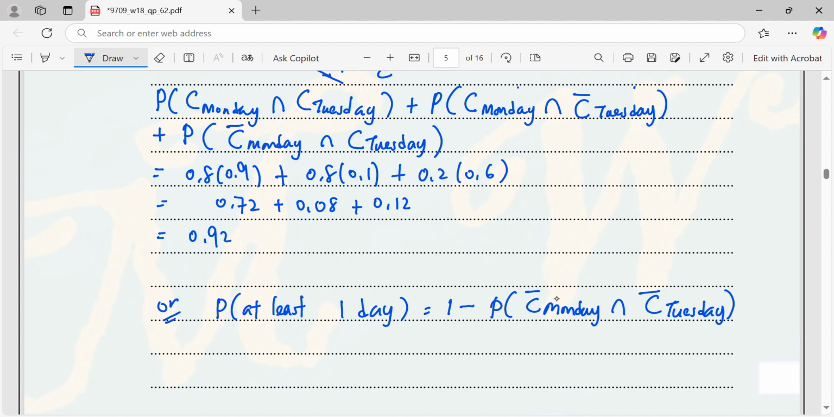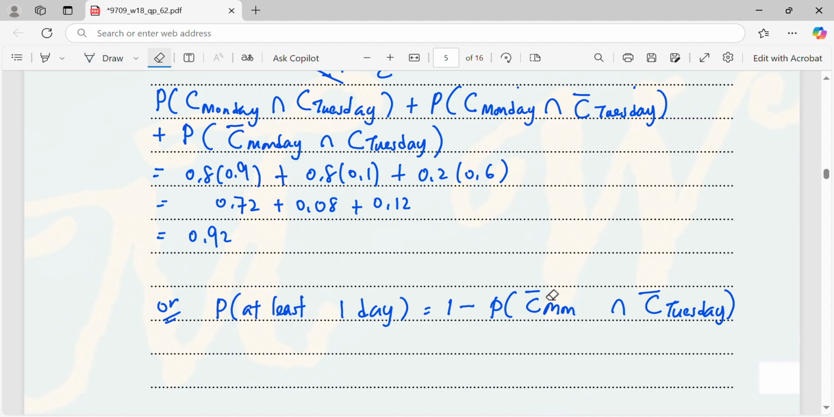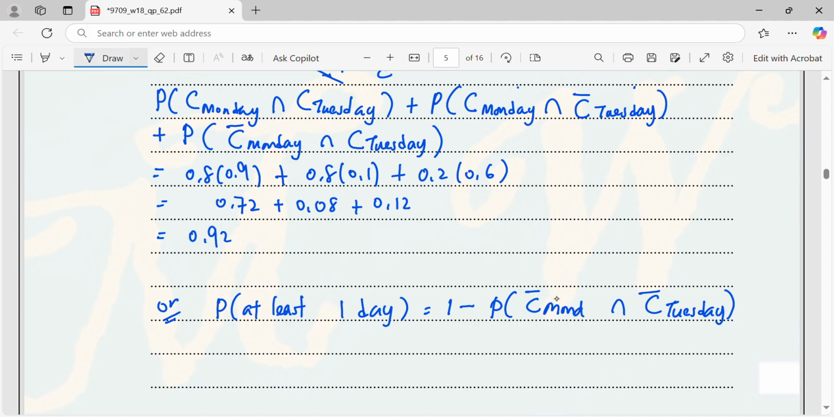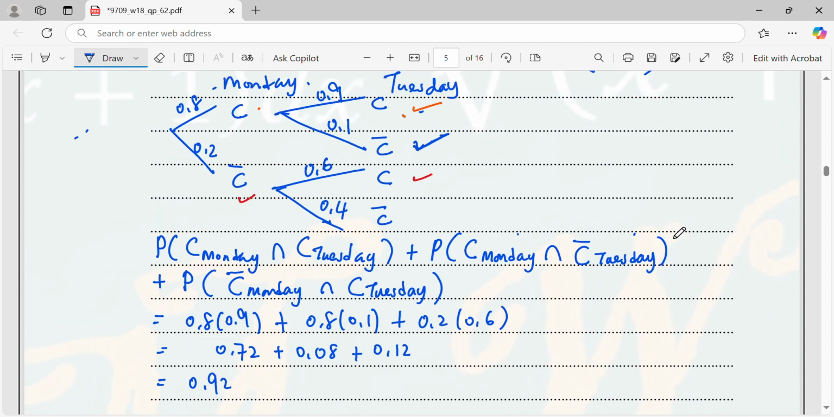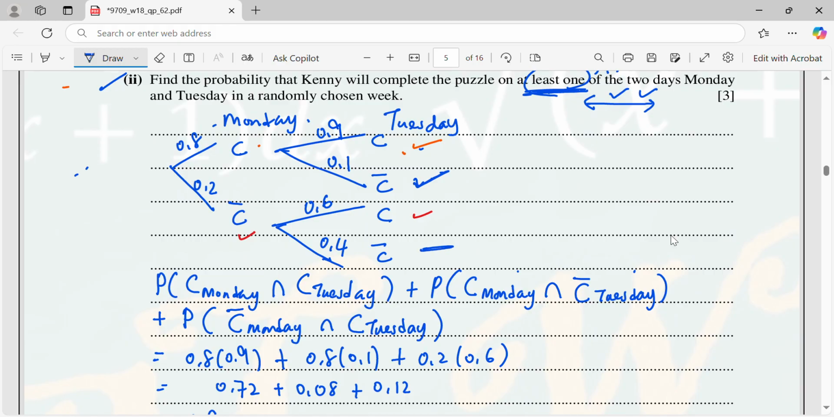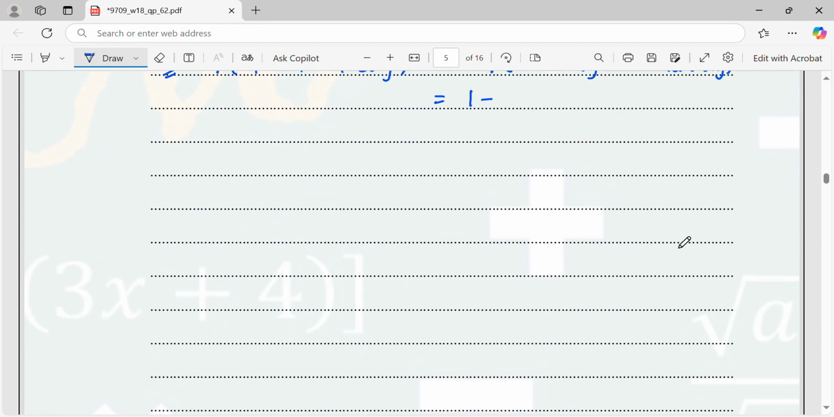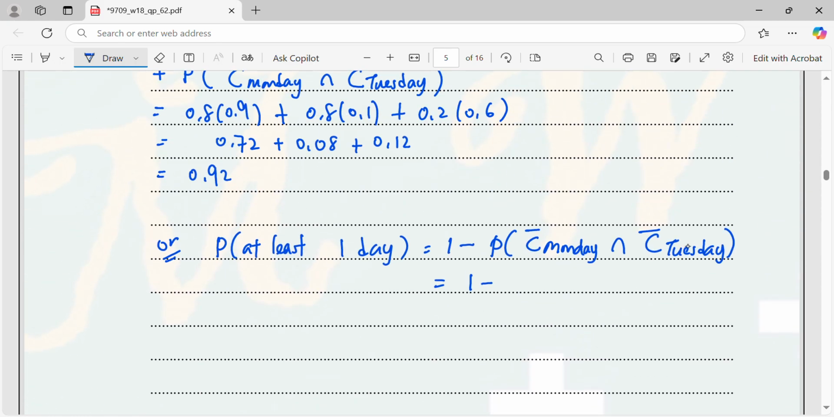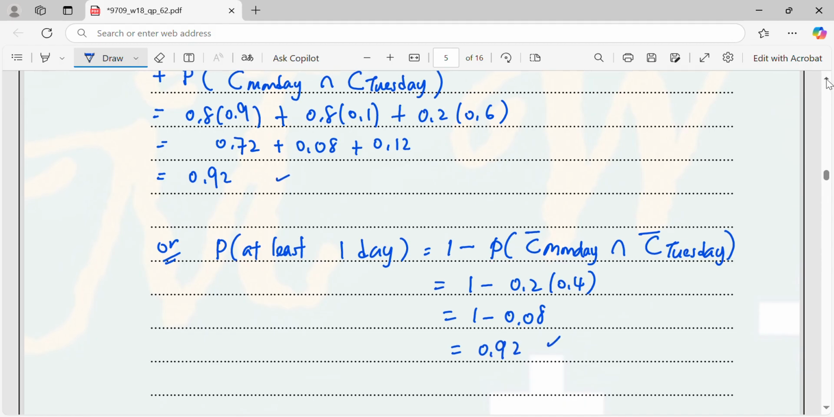Okay, this is a shortcut to solve this question. So 1 minus, if both days cannot complete, that is the last case, which is 0.2 times 0.4. Then here you will be getting 1 minus 0.08, that is going to be 0.92. So you are getting the same answer. So we have 2 ways to solve this problem.